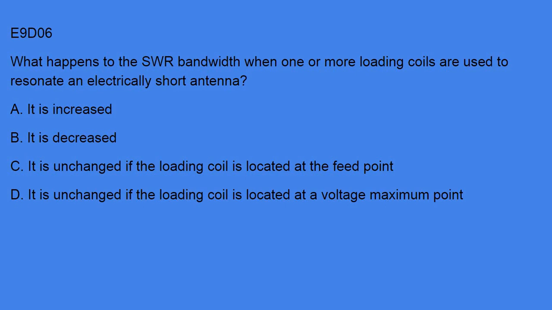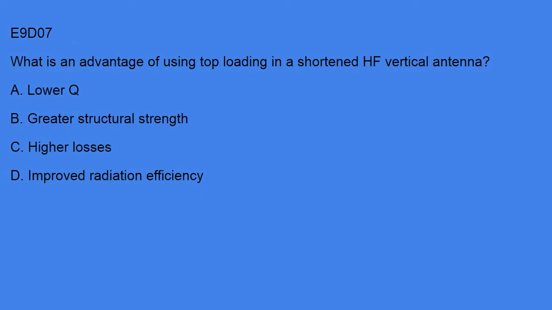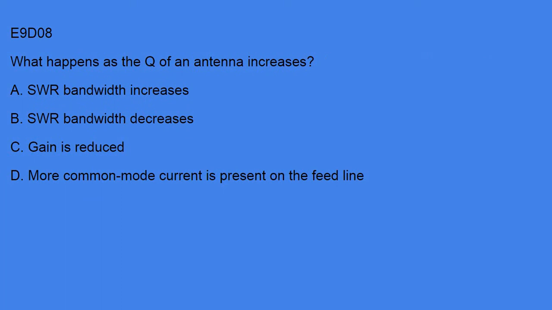E9D06, what happens to the SWR bandwidth when one or more loading coils are used to resonate an electrically short antenna? It is decreased. E9D07, what is the advantage of using top loading in a shortened HF vertical antenna? Improved radiation efficiency. E9D08, what happens as the Q of an antenna increases? SWR bandwidth decreases.